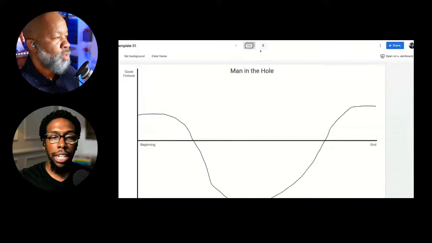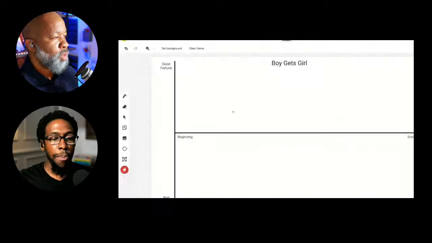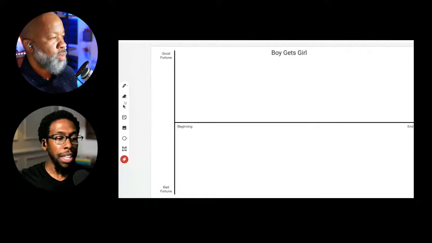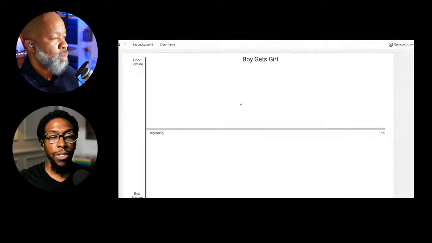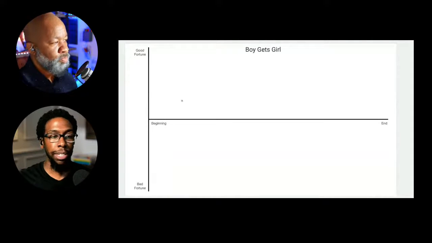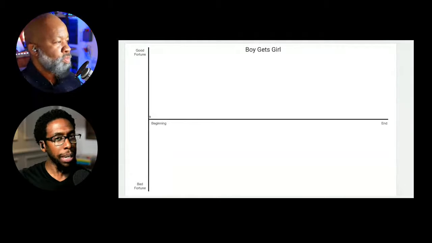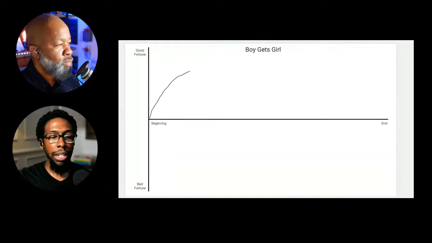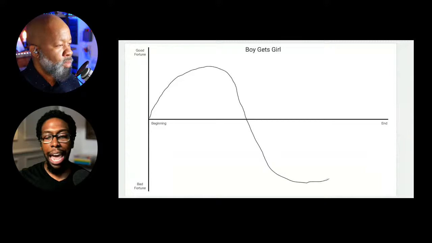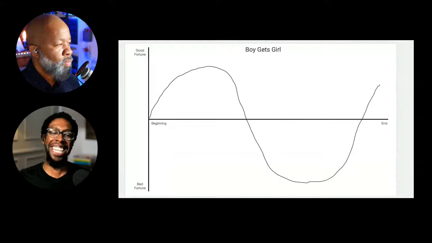Let's go to the next one here. The next one is Boy Gets Girl. Now, by the way, all of these are from Kurt Vonnegut's story shapes. This one is a little bit more complex, but it's a neutral beginning. Boy finds a person that he really likes, and then something happens. He dropped the ball. He done messed up, and he finds a way to get her again.